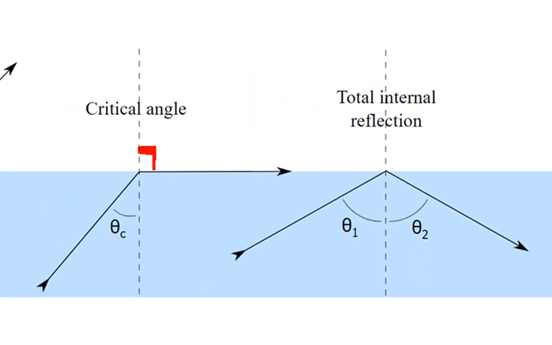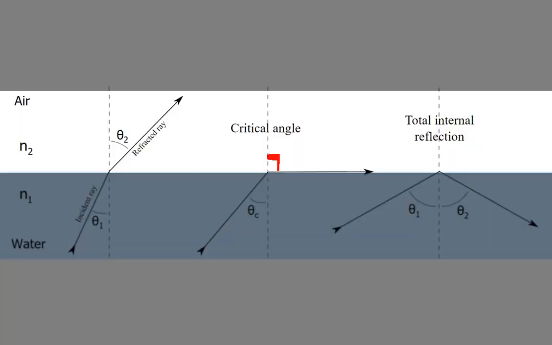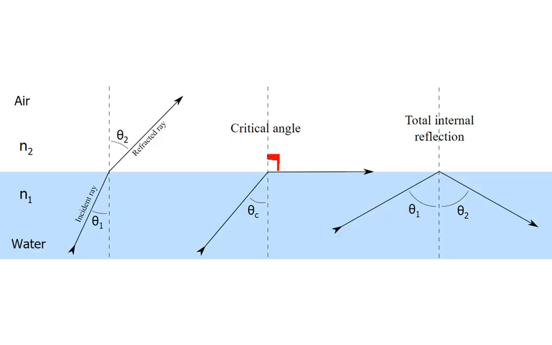This can only happen when light travels from an optically denser to an optically less dense medium. Why? Because only when light travels from an optically denser to less dense medium does it get bent away from the normal, in other words, closer to the boundary between the media.